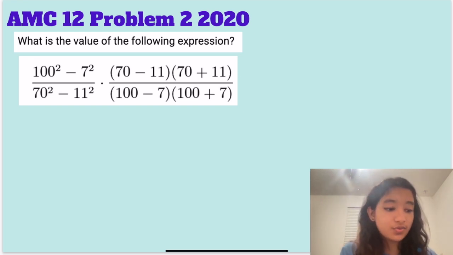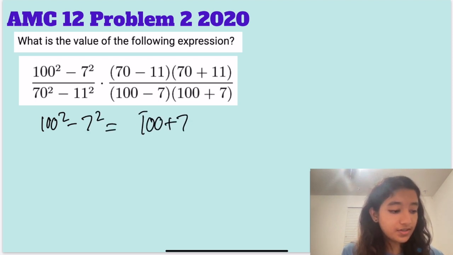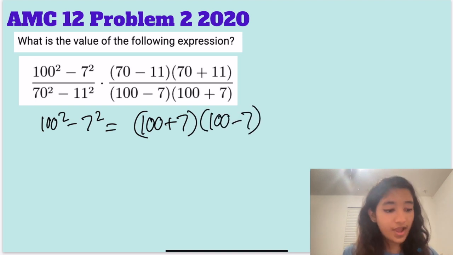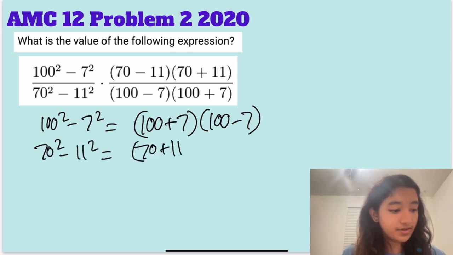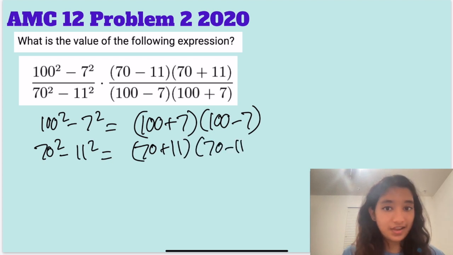So 100 squared minus 7 squared is equal to 100 plus 7 times 100 minus 7. And then we could also factor 70 squared minus 11 squared, and that's equal to 70 plus 11 times 70 minus 11. There's a reason I'm not simplifying these expressions yet, because now let's just write these factored forms in the same expression we had earlier.